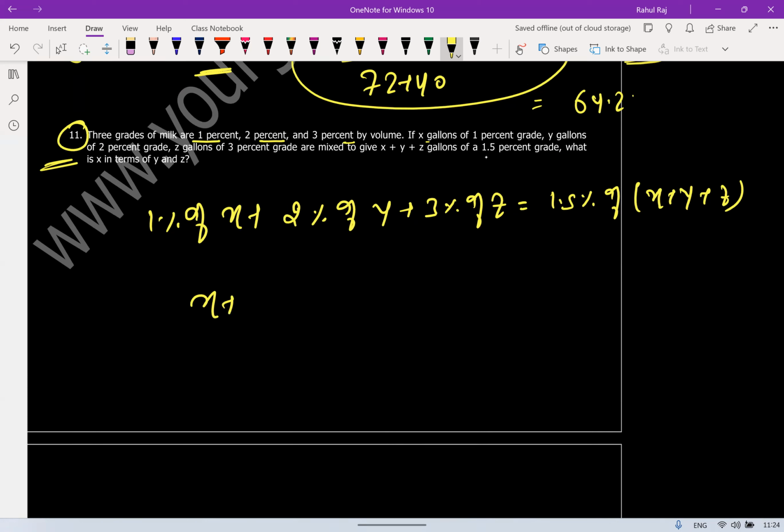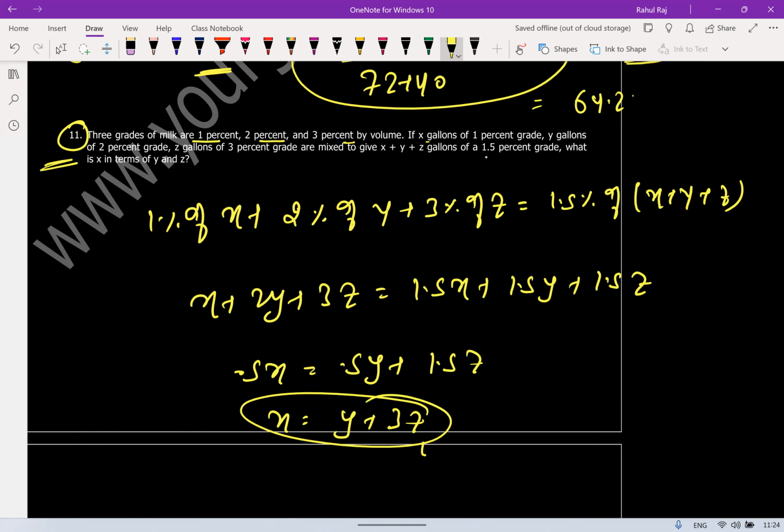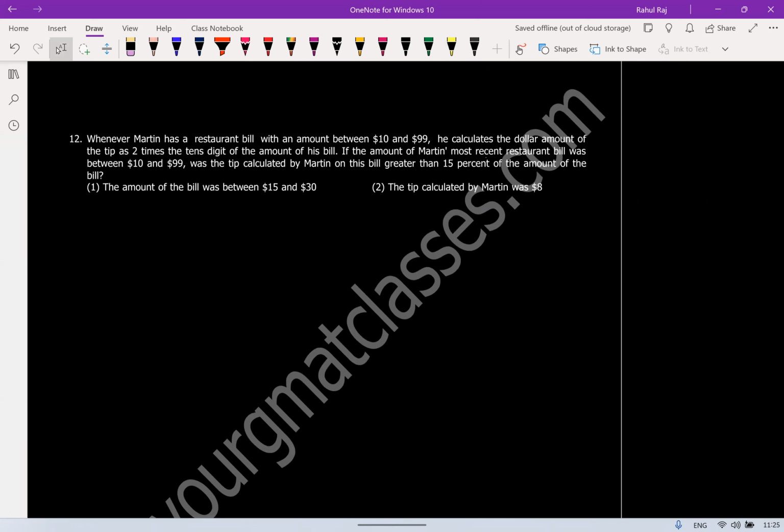That is X plus 2Y plus 3Z is equal to 1.5X plus 1.5Y plus 1.5Z. That is 0.5X is equal to 0.5Y plus 1.5Z. So X is equal to Y plus 3Z. This should be your answer. You don't have to do it, it's a simple one. Can you please try doing question number 12? This is a good one.